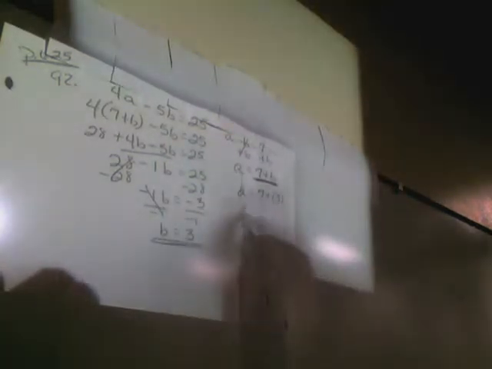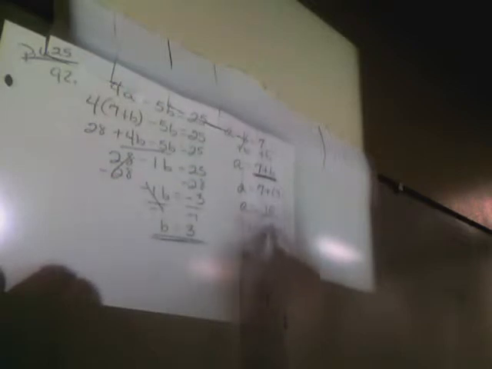Now how would we find a? Plug it in. Right. a is 7 plus 3. So a is 10. So your answers are 10 and 3.